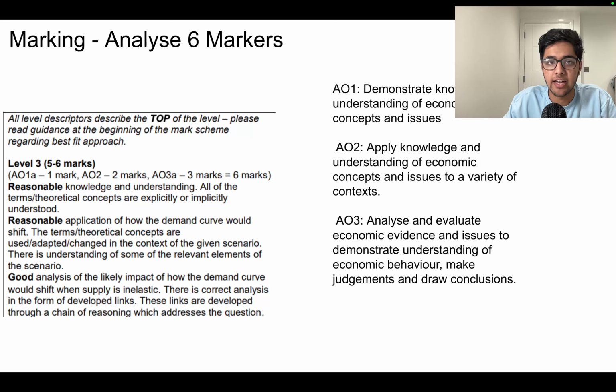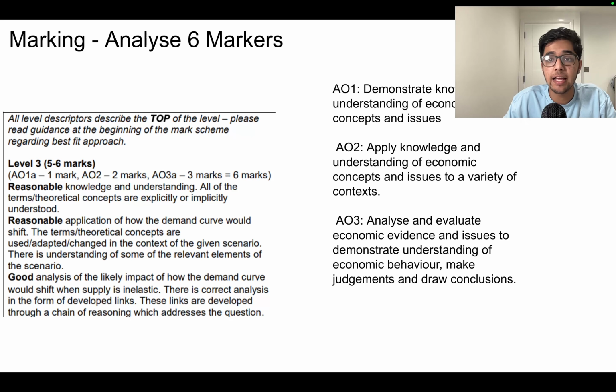This is the mark scheme for Analyze 6 markers. You can see the assessment objectives on the right. In Analyze 6 markers, you only get 1 mark for demonstrating knowledge and understanding of economic concepts and issues. This is why at the very beginning of Analyze 6 markers, you should write a definition down. This depends on what the question is. If it refers to competition, you should define competition. If it's analyzing the interaction between supply and demand, you should define price equilibrium. You must derive a word from the question or derive what it's talking about. Don't try to define something random, you won't get the mark.